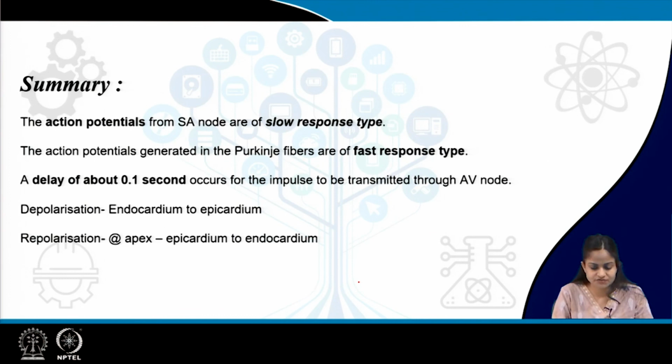The action potentials from the SA node are of the slow type, and in the case of Purkinje fibers, the fast type. There is an AV nodal delay of 0.1 second, which is very important for proper ventricular filling, ensuring proper cardiac output. Depolarization occurs always from inner to outward, that is endocardium to epicardium, while repolarization occurs from outer to inner, that is from epicardium to endocardium.